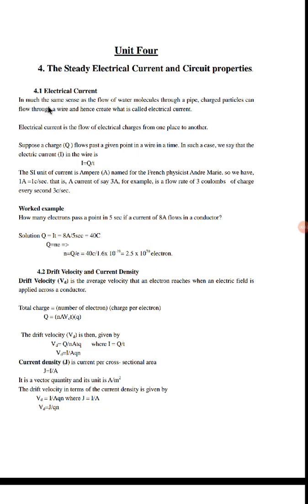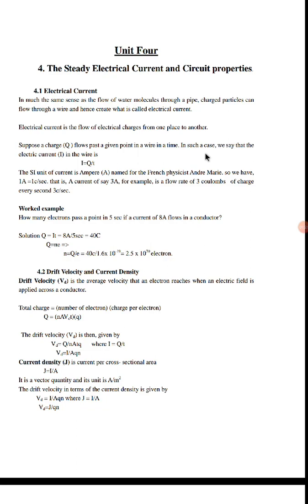In much the same sense as the flowing of water molecules through a pipe, charged particles can flow through a wire and hence create what is called electrical current. It seems that electrical current is just like the flowing of water through a pipe. Electrical current is the flowing of electrical charge from one place to another. Suppose Q is the amount of charge flowing past a given point in the wire in a time t.